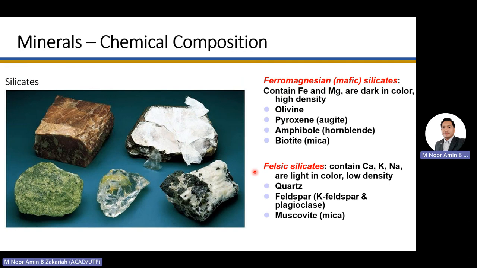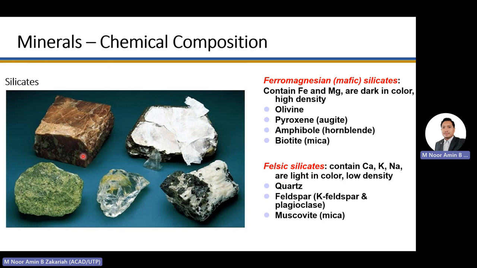So let's take a look at silicate minerals. Silicate minerals can be classified into two. Basically, one is mafic, and another one is felsic silicate. So mafic silicate contains darker minerals. When we have a darker mineral, we call it mafic silicate, like Fe, Mg, and it has higher density compared to felsic silicate, which is lighter in color, such as calcium, potassium, sodium, and it has a lower density compared to the mafic.